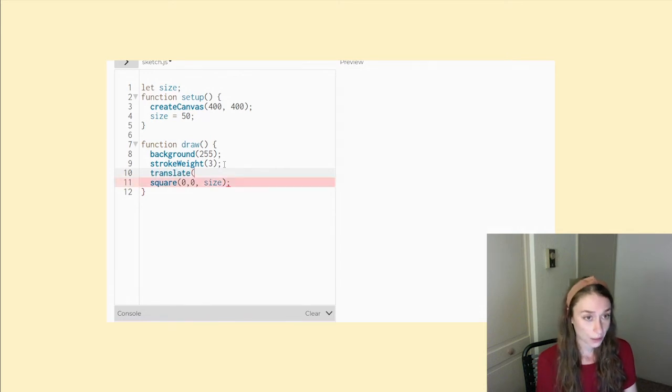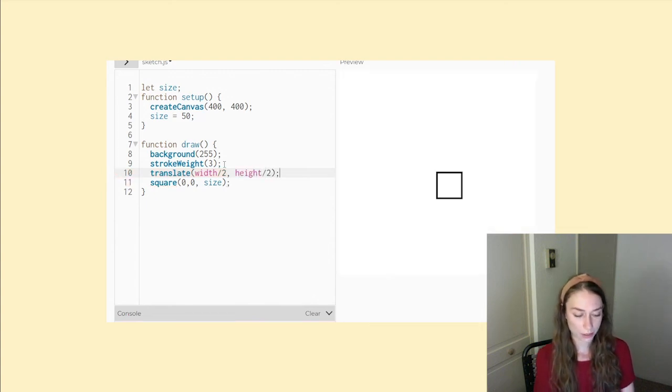Now we are going to translate this square. Stick with me because this is a very important part of using the loop to move things around the canvas. So there's a reason why we're doing this. And let's do width divided by 2 for our x condition and height divided by 2 for our y condition. Now we've moved our square to 200 pixels in and 200 pixels down.